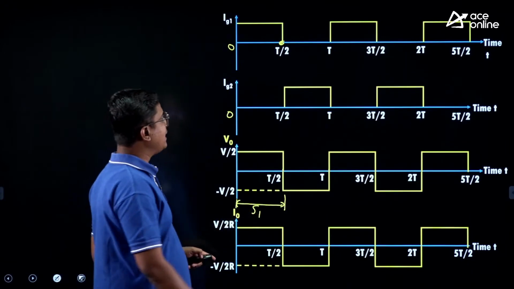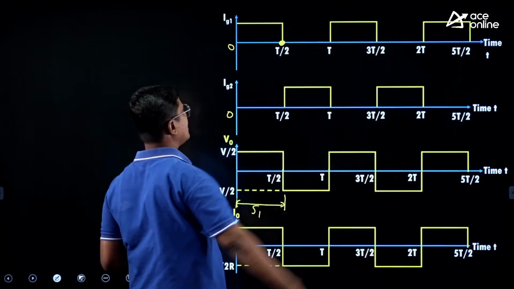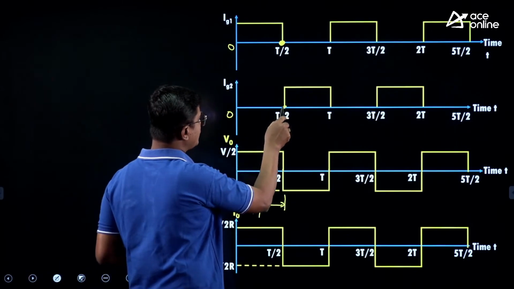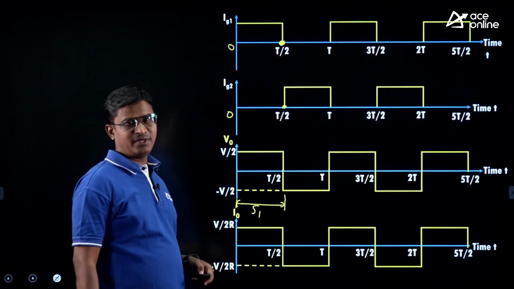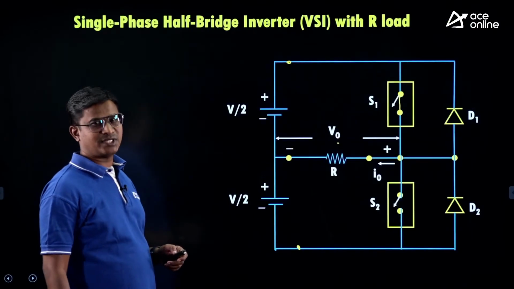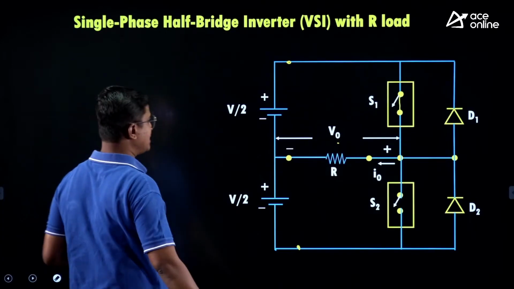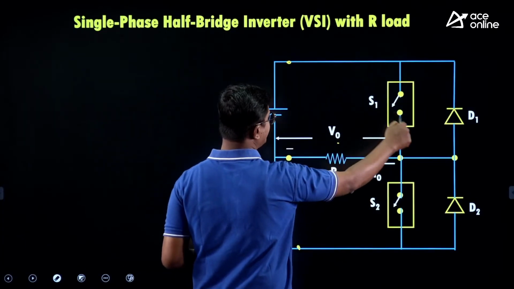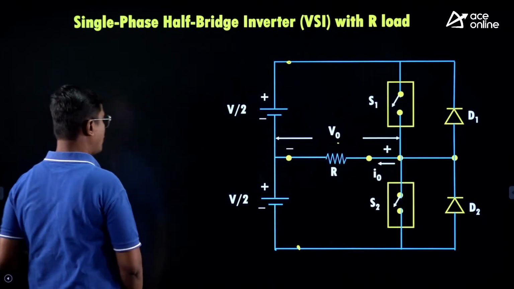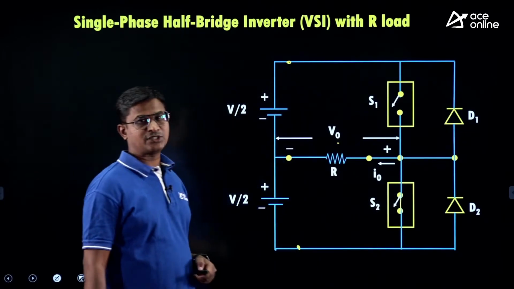Now what is happening at t equal to T by 2? I am removing the controlling signal of switch S1 and I am applying the controlling signal to the switch S2. If S1 and S2 are fully controlled switches, as soon as I remove the controlling signal, the respective switch will turn off. Now I am applying the controlling signal to the switch S2, so S2 will turn on.